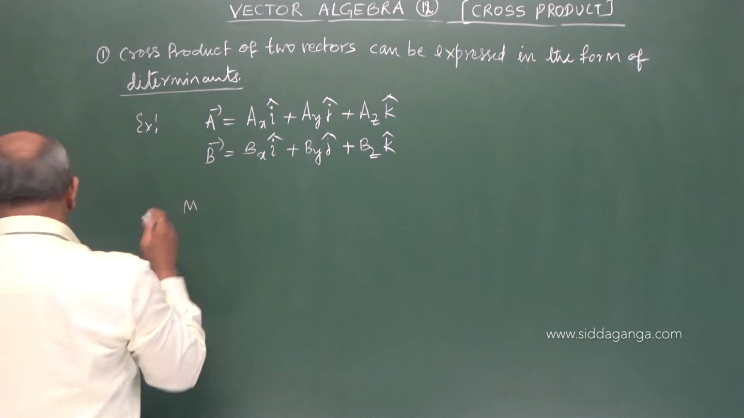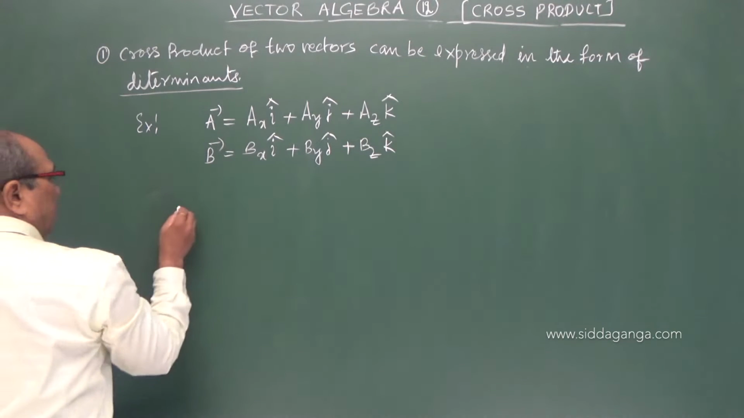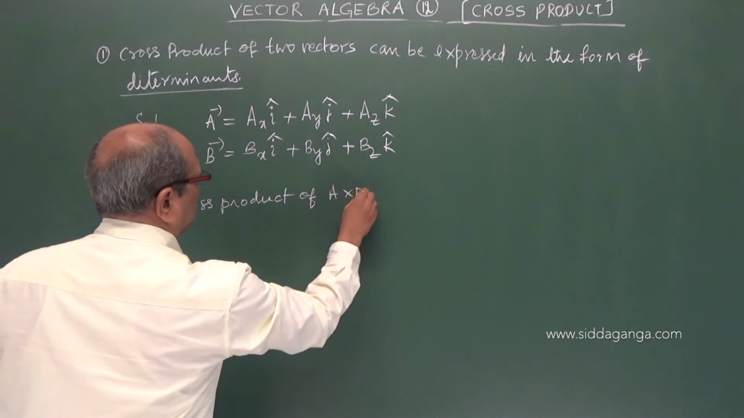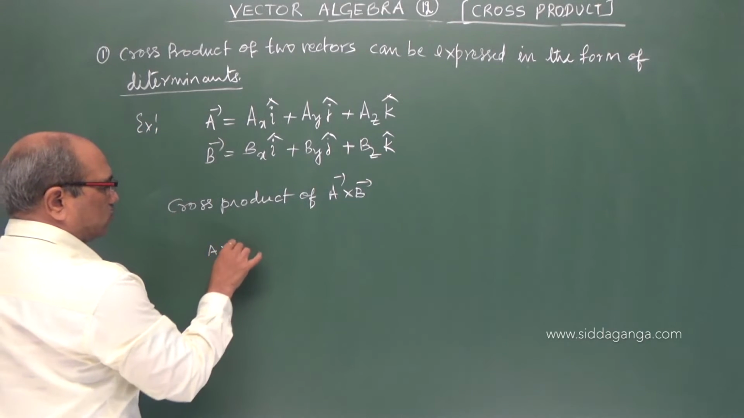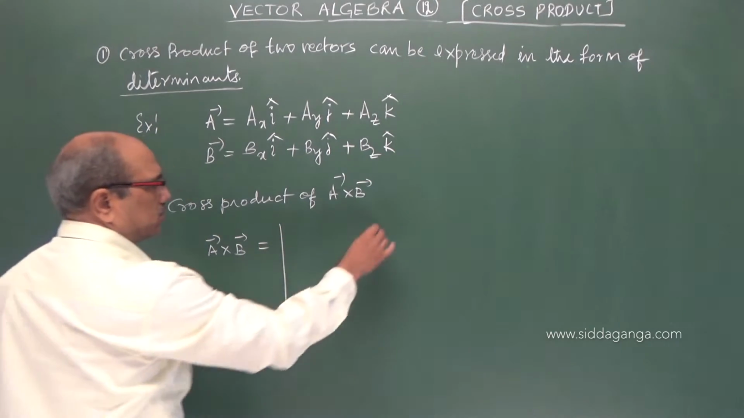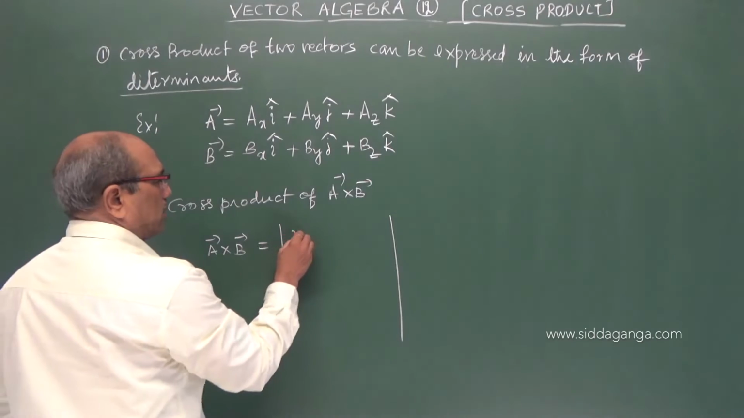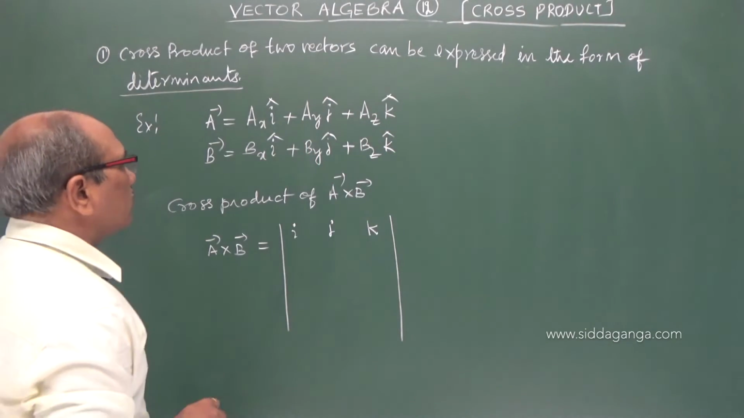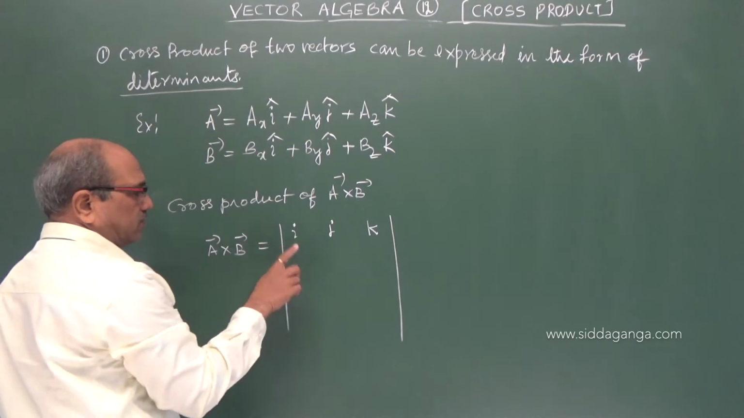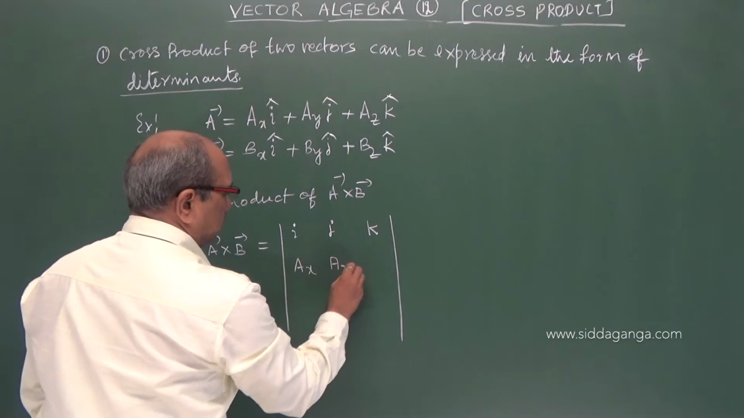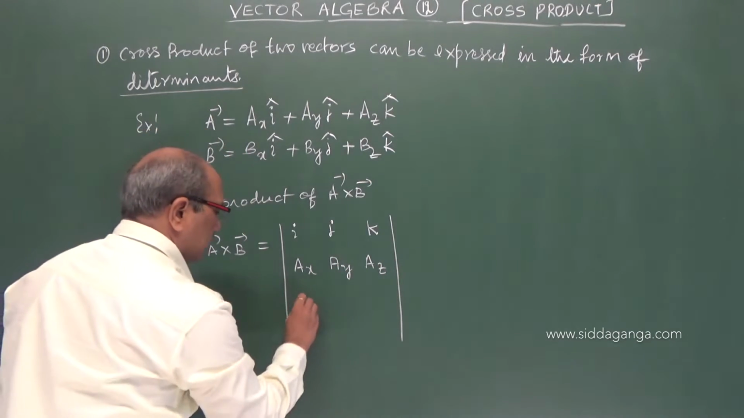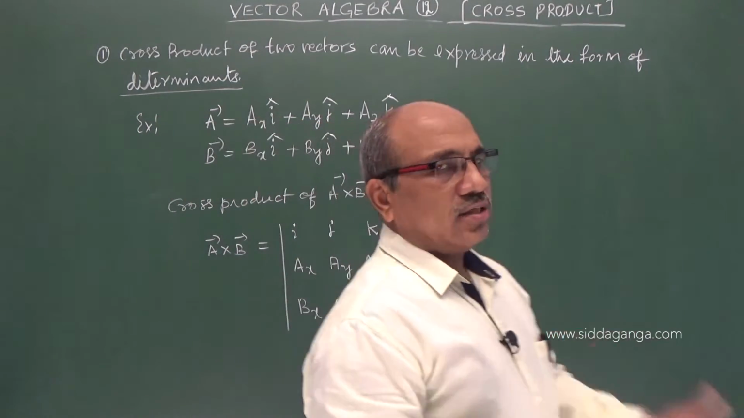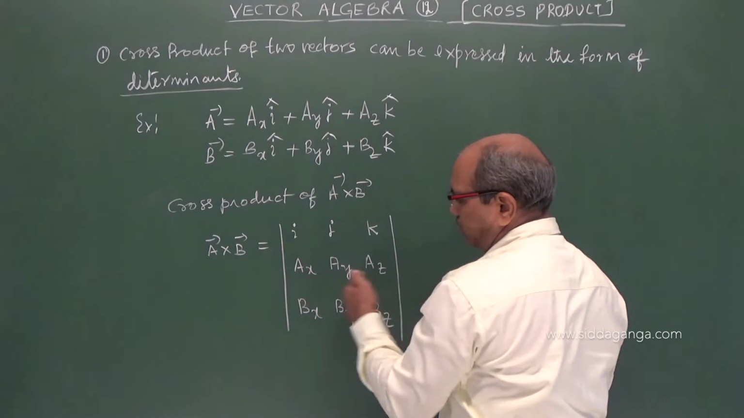Suppose you want the cross product of A and B. A cross B in the form of determinants, it is easy to get the expression. I, J and K, the three orthogonal unit vectors. First vector A, which you take first: AX, AY, AZ. Second vector: BX, BY, BZ. So we express the components X, Y, Z in determinant form.